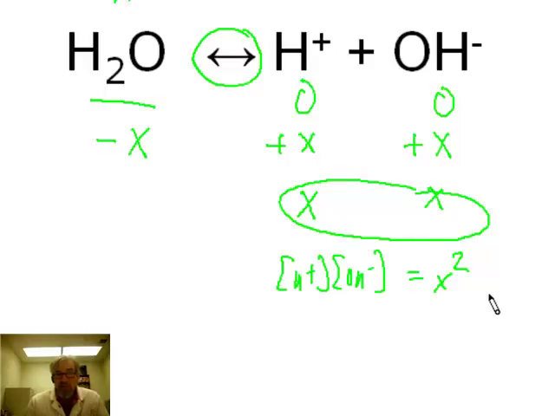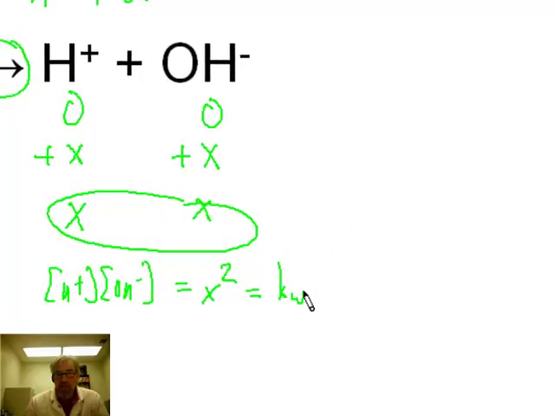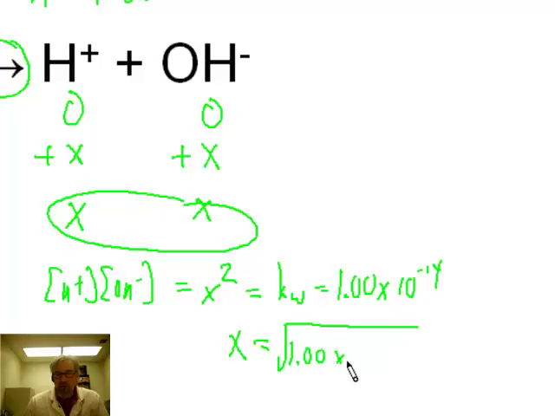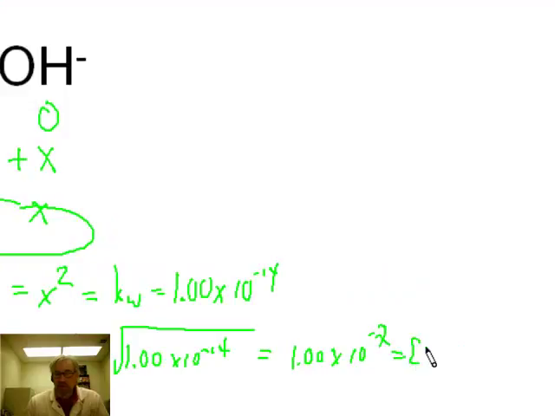But here's something I know. X squared has to be equal to Kw. In other words, it has to be equal to 1.00 times 10 to the negative 14th. So that means X is equal to the square root of 1.00 times 10 to the negative 14th, and that is 1.00 times 10 to the negative 7th. So that's equal to the concentration of H+ in pure water, and also it's equal to the concentration of OH- in pure water, or in any aqueous solution.